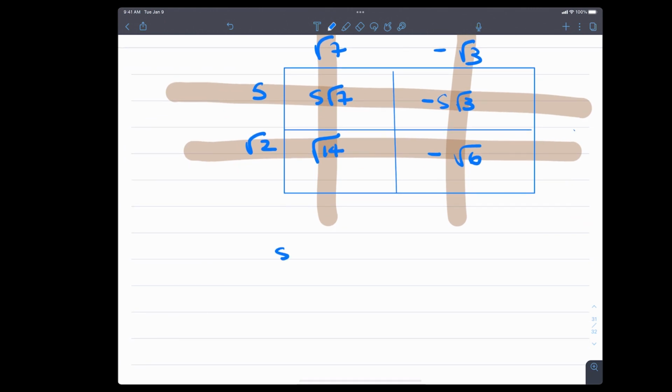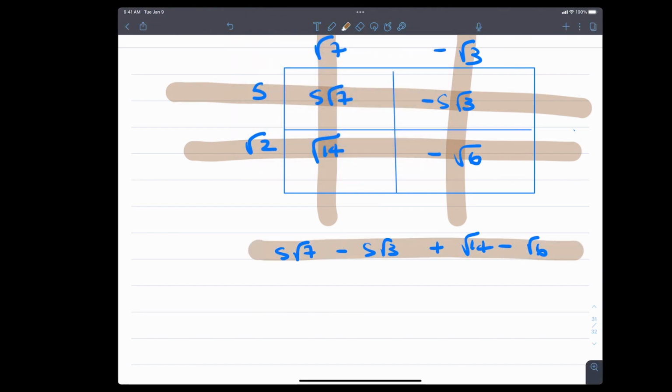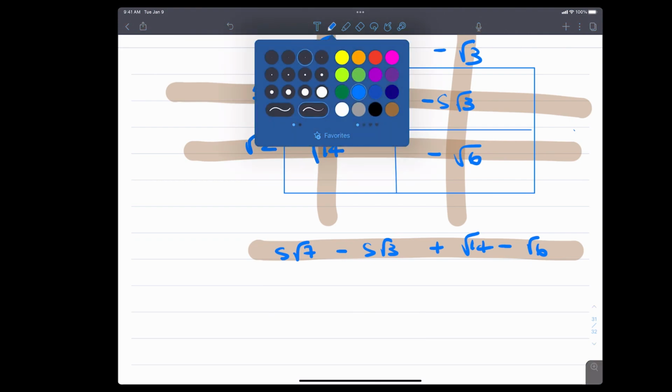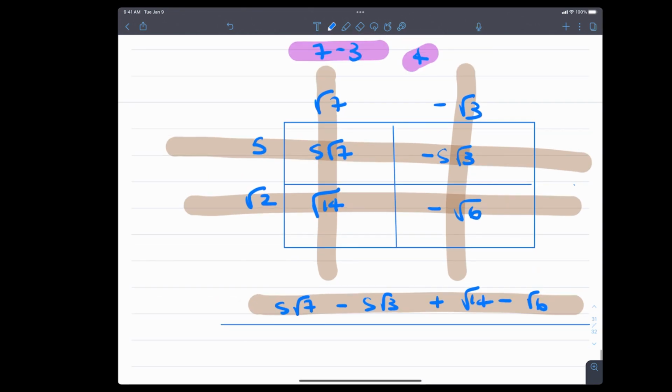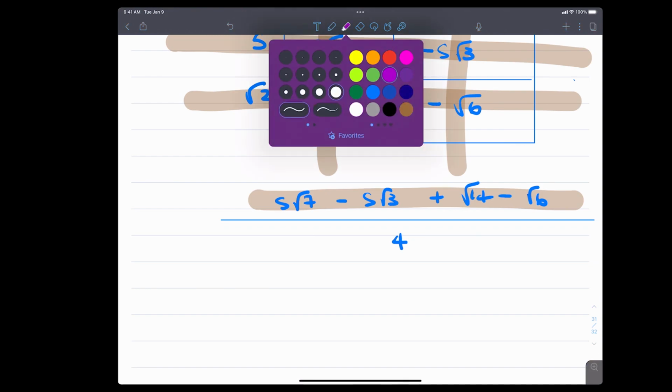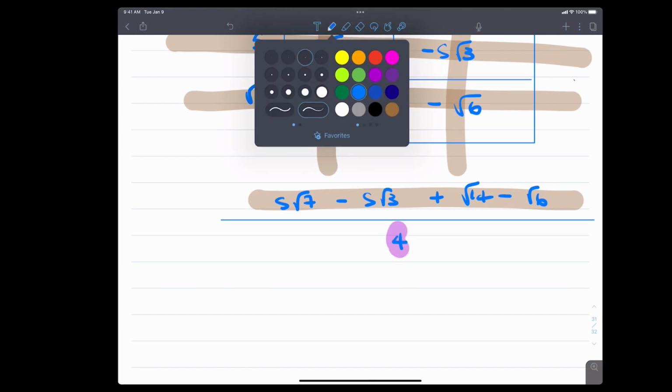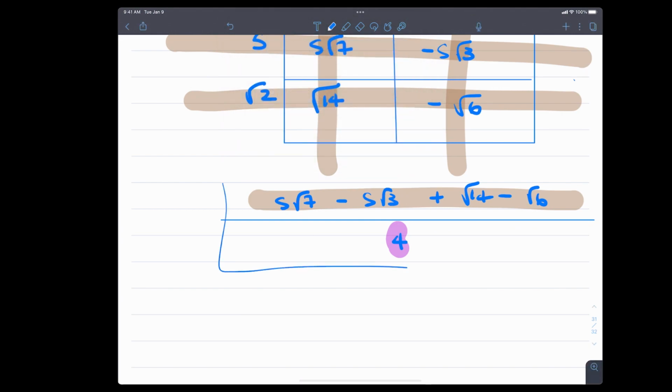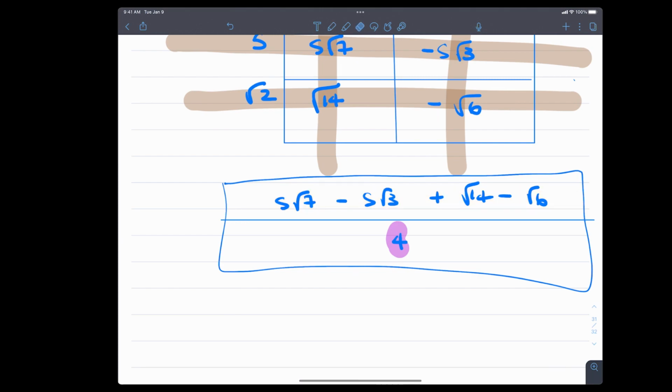So on the top, I got 5 square root of 7 minus 5 square root of 3 plus the square root of 14 minus the square root of 6. This is what I got by using FOIL on top now. Okay, notice that none of the terms are like. They're all simplified radicals, so we can't combine them. But what's on the bottom? Yeah, 4. So you might say, Mr. Judge, what do I do here with this? Well, you're done. You can leave it like it is. And get rid of this here. There it is.